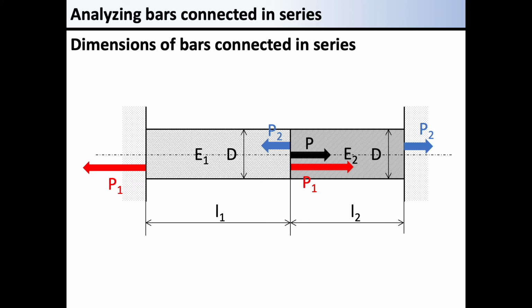Now, we are solving this problem. We know the value of external load P, but we do not know the actual forces at the left and right. So, we start by provisionally defining them as P1 and P2 respectively. After that, we derive the stress and strain from each load.